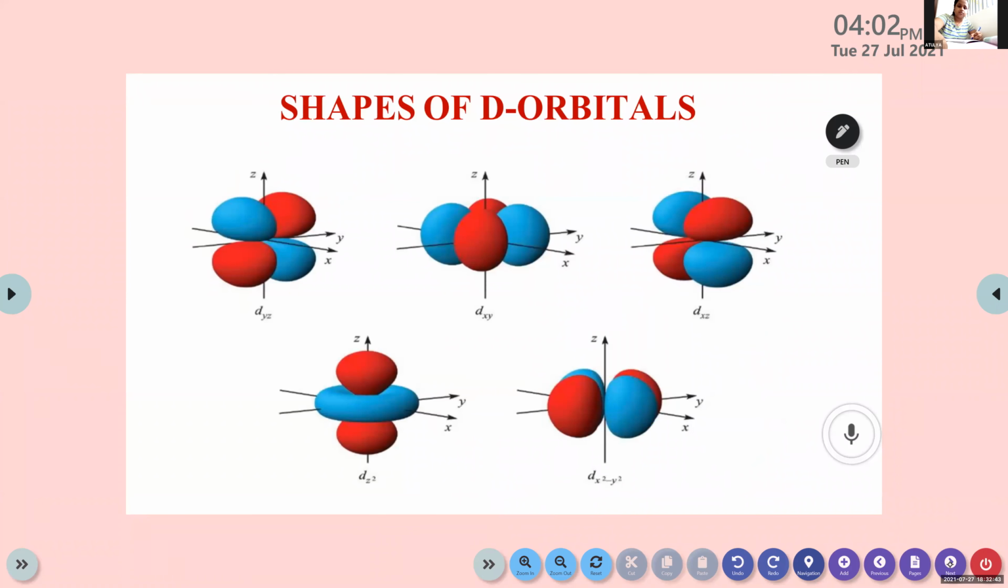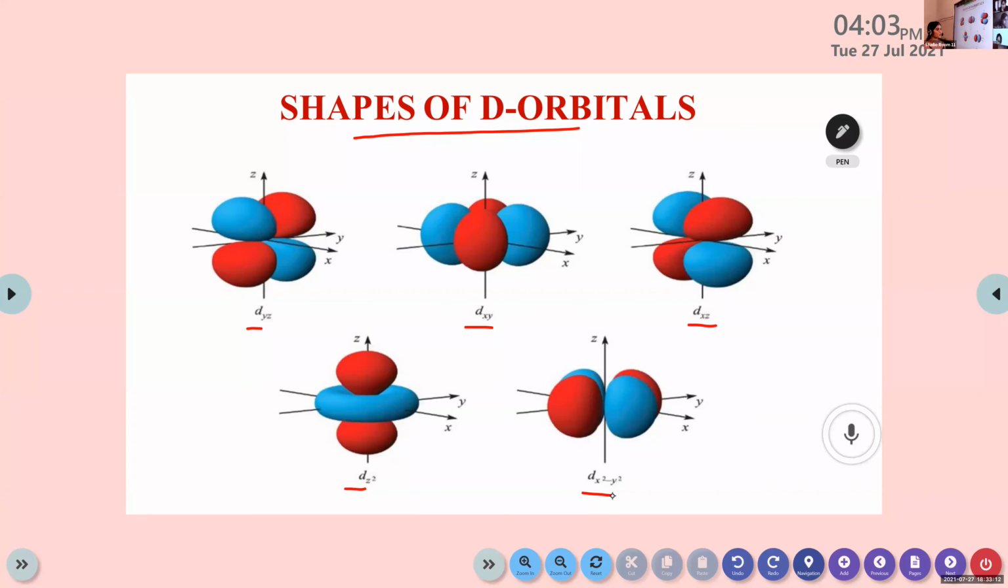Yes, ma'am. Okay, then the shapes of d orbitals. You can just write down the names and copy this figure from your textbook. I think that's better for you. This figure is a little complicated. That's on page number 59, figure 2.15. I will explain each figure.